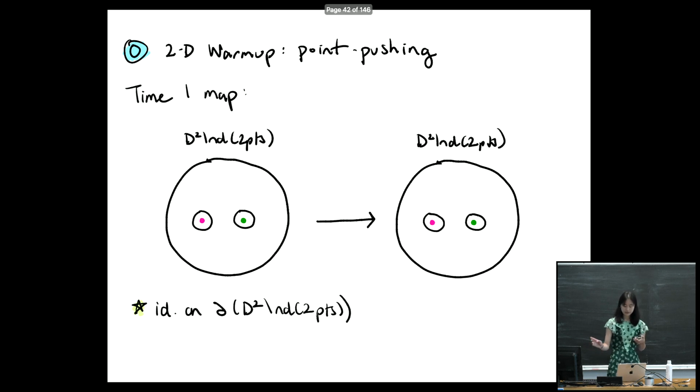And so I can just cut out those 2 points and get a diffeomorphism of a twice-punctured disk, which is the identity on the boundary.